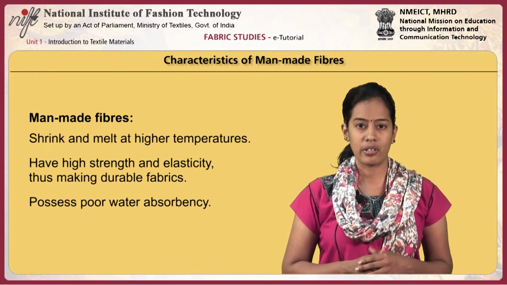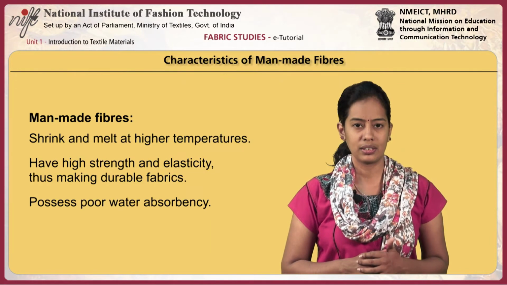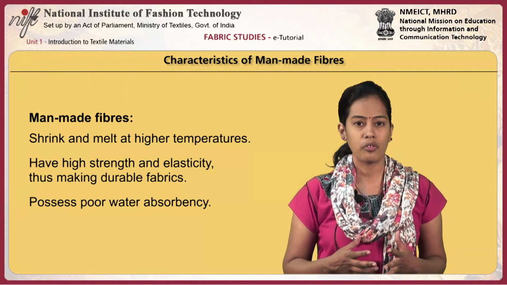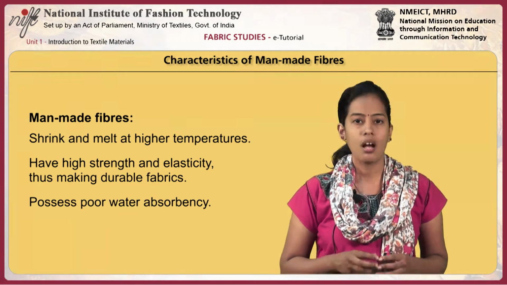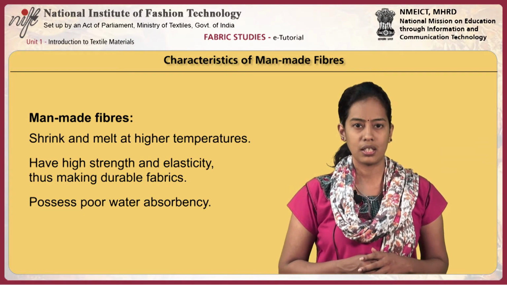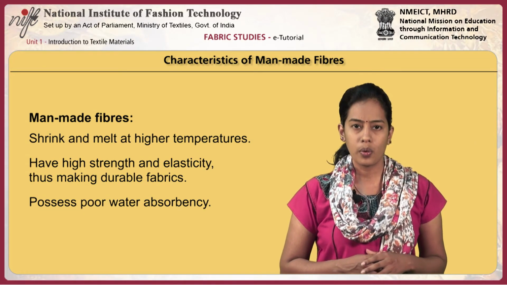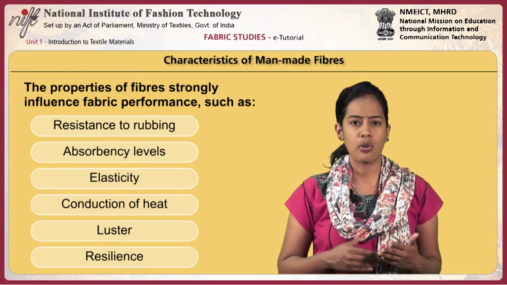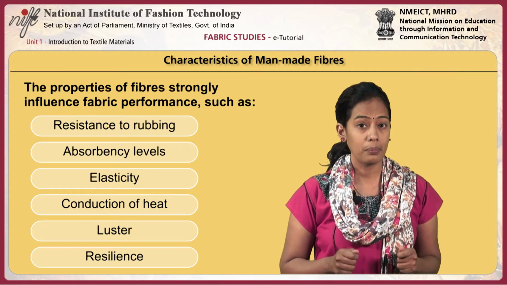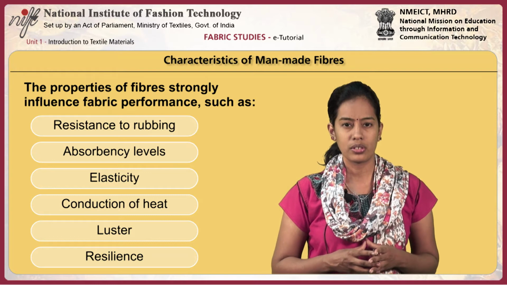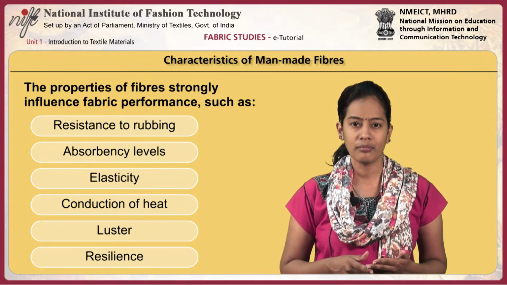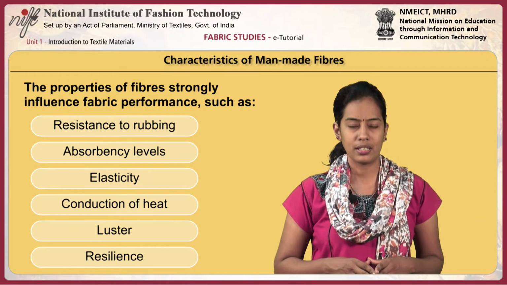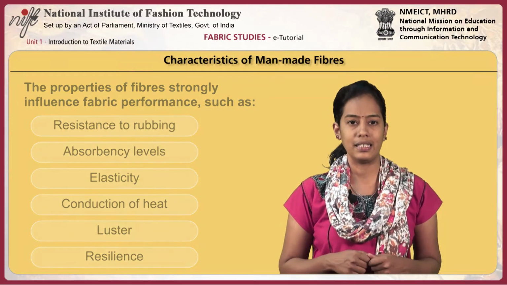These fibers shrink and melt at high temperatures. They have high strength, elasticity and are suitable for making durable fabrics. However, most of the synthetic fibers possess poor water absorbency. The properties of fibers strongly influence fabric performance. These include resistance to rubbing, absorbency levels, elasticity, conduction of heat, lustre and resilience.